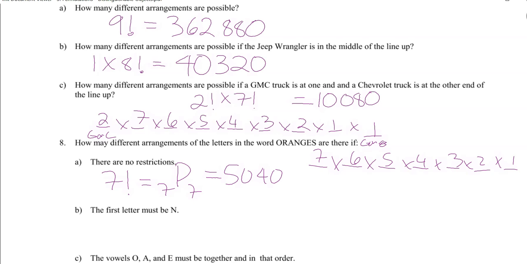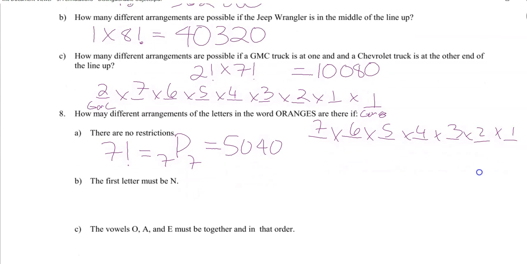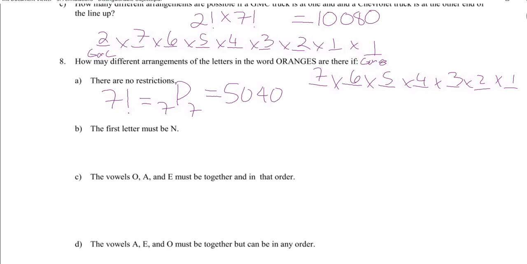It's like 3 different letters followed by 4 digits, like the car license plate or something. First letter must be N. How many arrangements are there? The first letter is N.